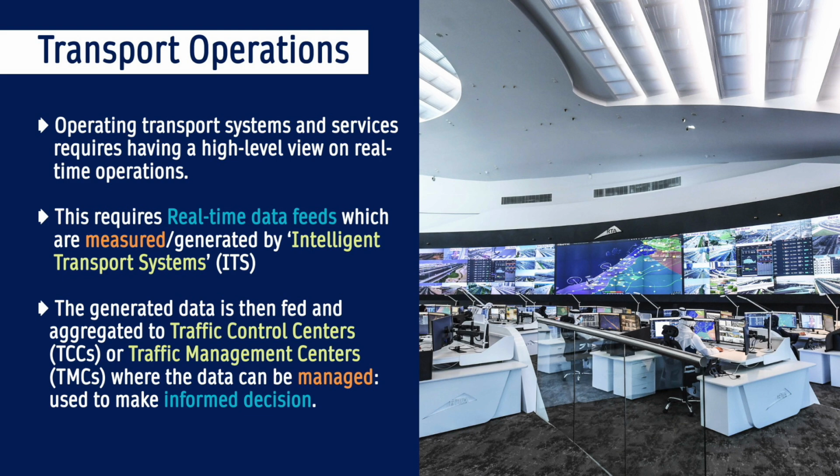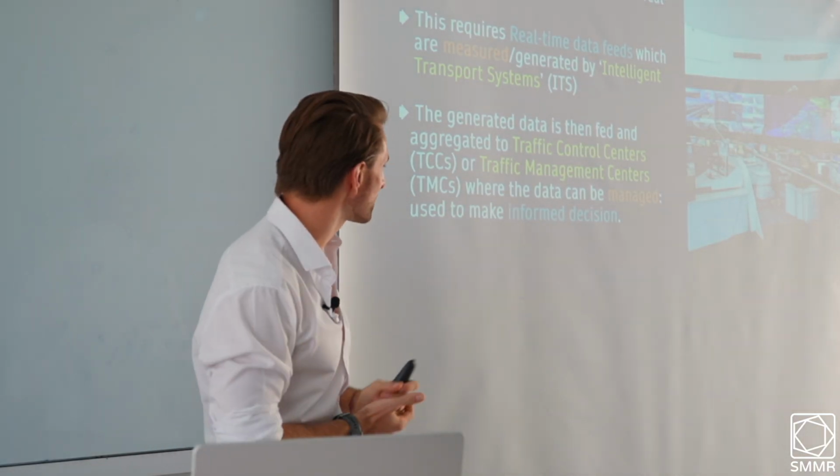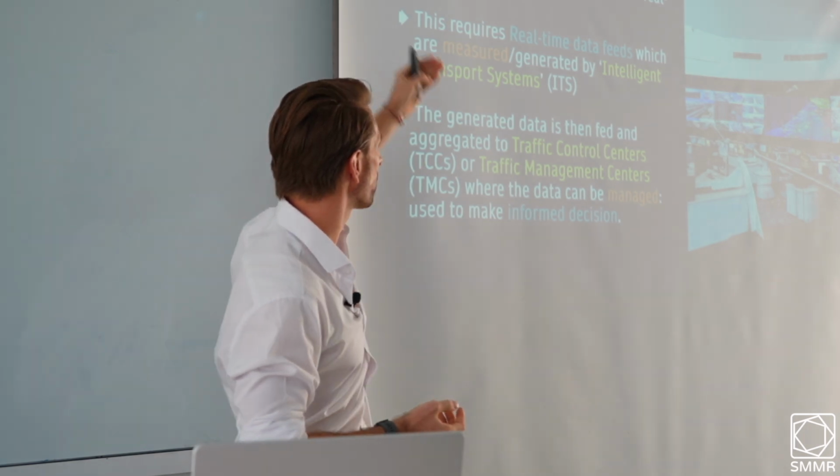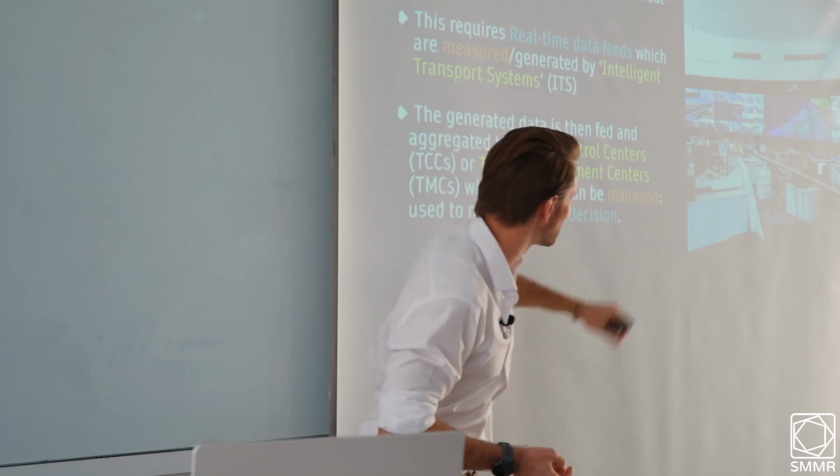And to do that, to know what's happening, they need to have a constant data feed of what's happening around the city in the different infrastructures and services. And that is made possible by intelligent transport systems, which feed what we call traffic control centers or traffic management centers or operational control centers. There's lots of different names used to describe roughly the same thing. And again, it's all about measuring real-time data so we can then manage it.